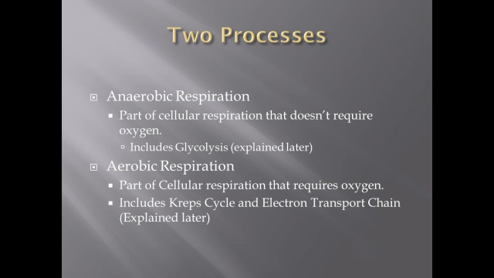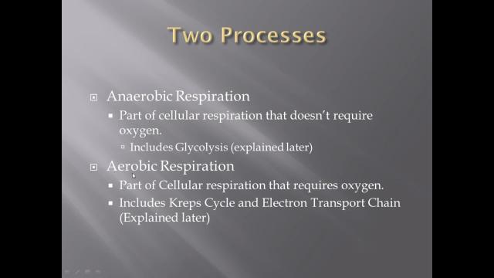Okay, now there are two processes in cellular respiration. The first part is called anaerobic respiration. This is the part of cellular respiration that does not require oxygen, meaning that it can be done in the absence of any oxygen. And this includes the area we call glycolysis. I'm going to go into much more detail explaining glycolysis later, but essentially the part that's called anaerobic respiration is glycolysis. Now there are two other types of anaerobic respiration that don't require oxygen, but I'll go over those at the very end.